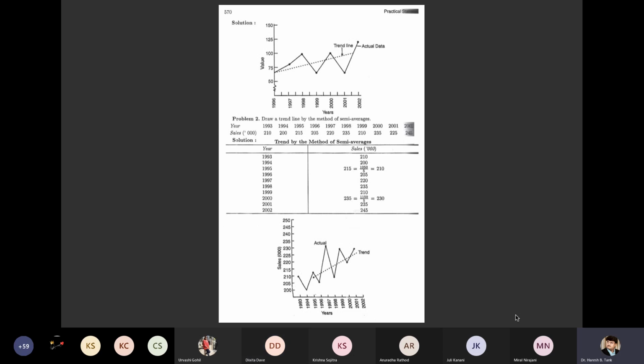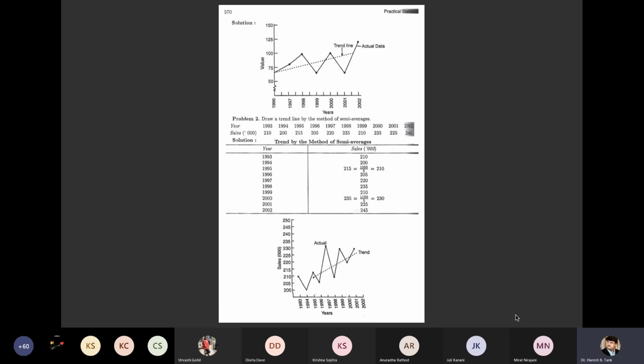Let us shift to another example. Next example: draw a trend line by the method of semi-average. As you know, we have already seen that in the semi-average method, one thing is very important: the data set given to you. Here, year and sales in thousands are given, starting from 1993 to 2002.